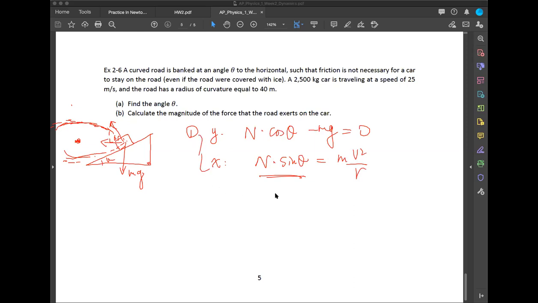Just doing that, we have a system of equations. You solve them, and you should get tangent theta equal to 1.59. That gives you theta of 57.8 degrees, something like that. And also N equals mg over cosine theta, approximately equal to 4.6.